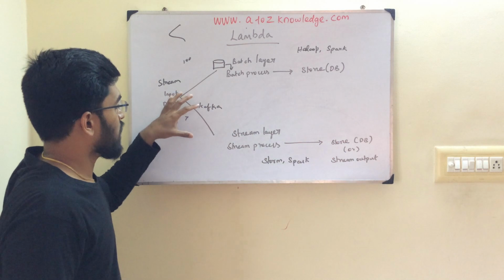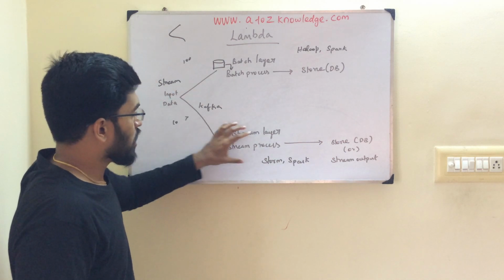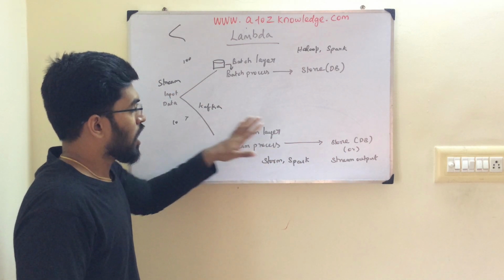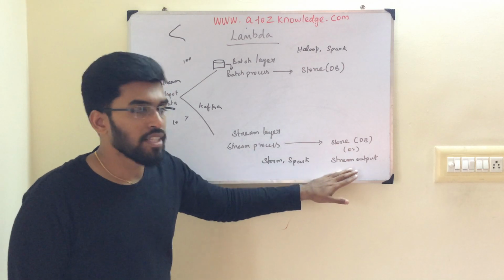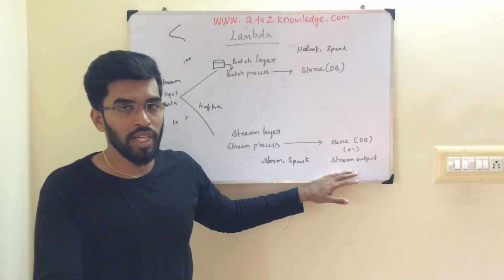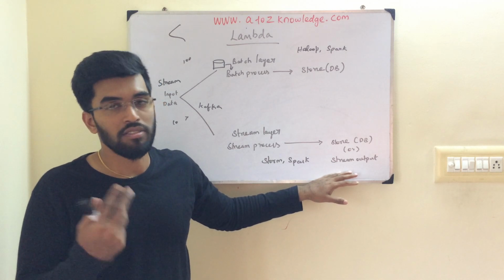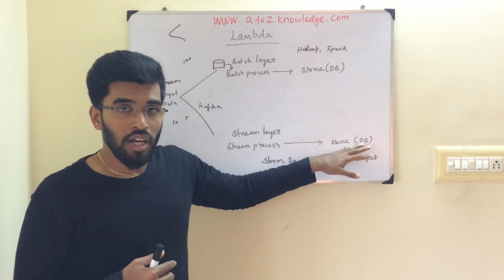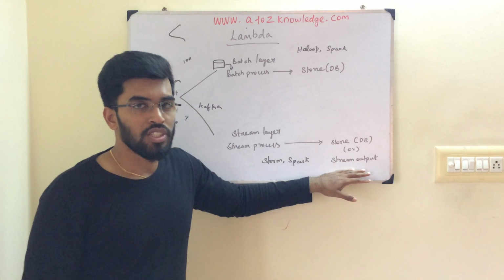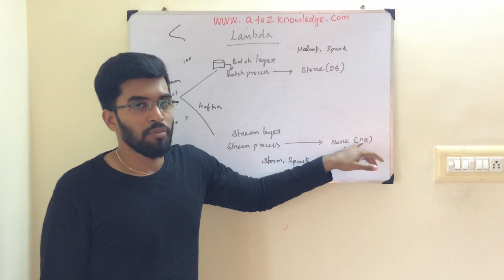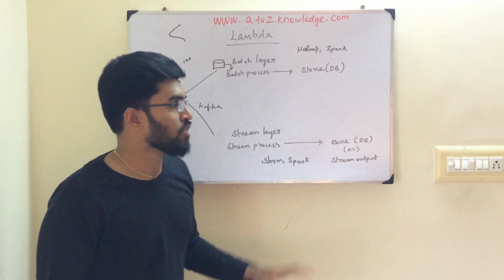And the same stream data I process in my stream layer, and then I either store it, or directly send it as a stream output. As I told you in the example, when you swipe your ATM card, you get the SMS as stream output, right? The same way, I can store it or send the output in streams. Again, the user will be querying from here if they want to get the data.